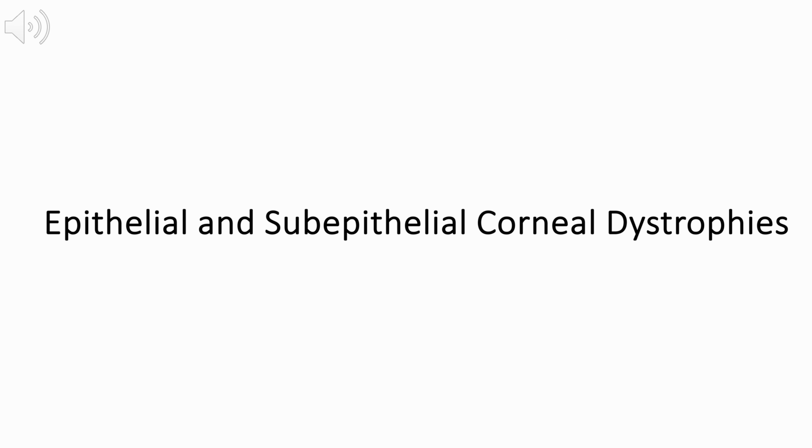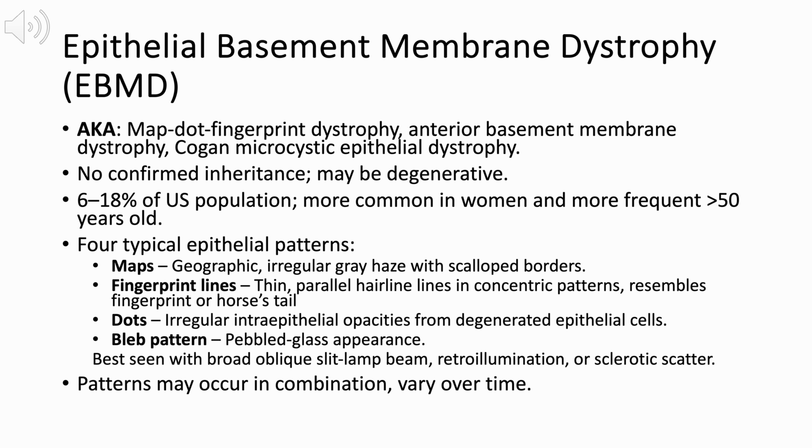We will now begin our discussion on the first group of corneal dystrophies, which involve the epithelial and subepithelial layers. We begin with epithelial basement membrane dystrophy, or EBMD. This condition is also known as map-dot-fingerprint dystrophy, anterior basement membrane dystrophy, or Cogan microcystic epithelial dystrophy. There is no confirmed inheritance pattern, and it may be considered a degenerative change. EBMD is fairly common, affecting about 6 to 18% of the U.S. population, and is more frequent in women and in individuals over the age of 50.